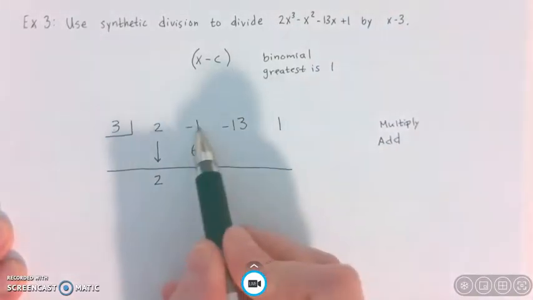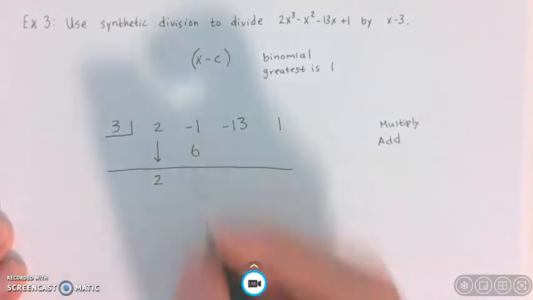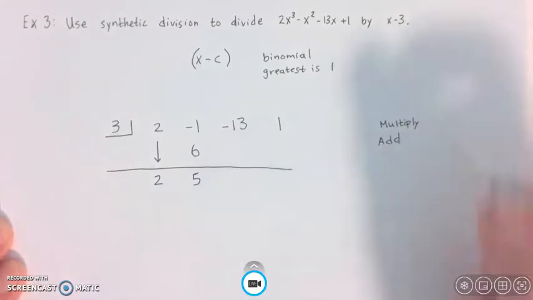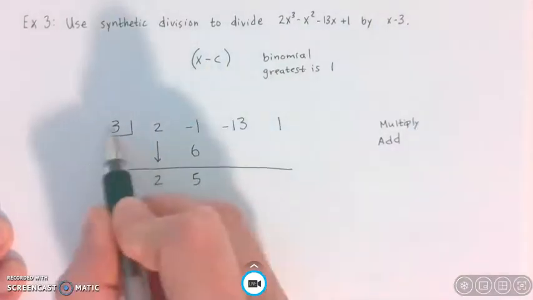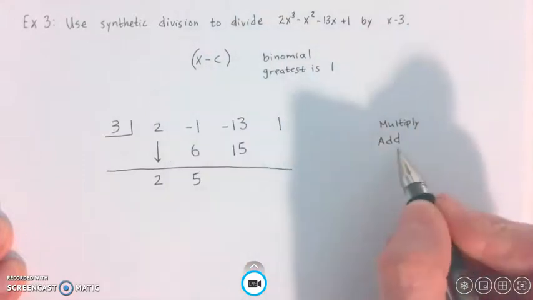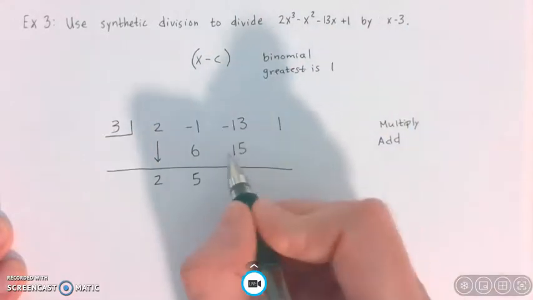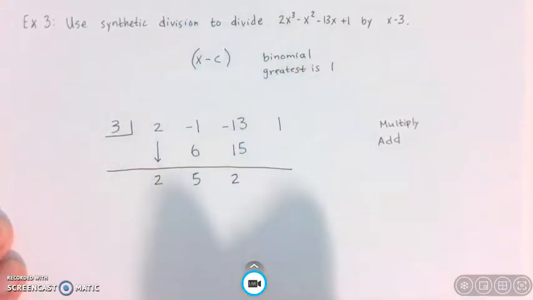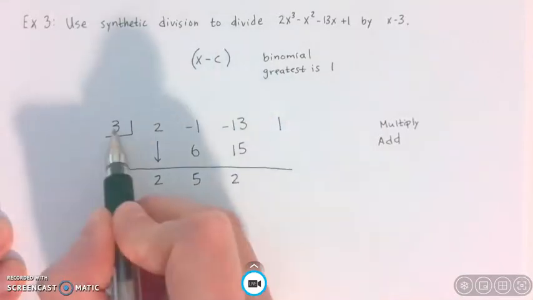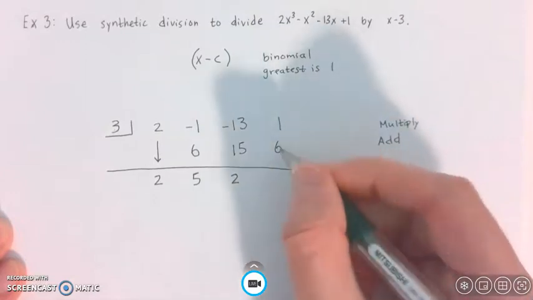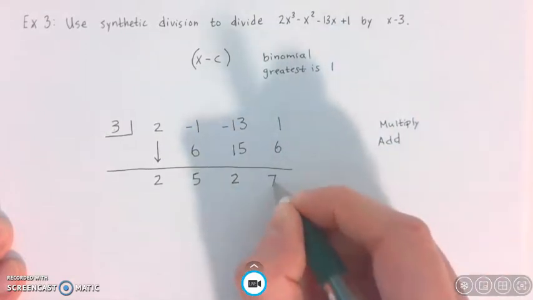All right, so negative 1 plus 6 is a positive 5. All right, and then I'm going to go ahead and multiply again. So 5 times 3 is 15. I'm going to go ahead and add. So negative 13 plus 15 is a positive 2. I'm going to go ahead and multiply again. 2 times 3 is 6. And I'm going to add 1 plus 6 is 7.